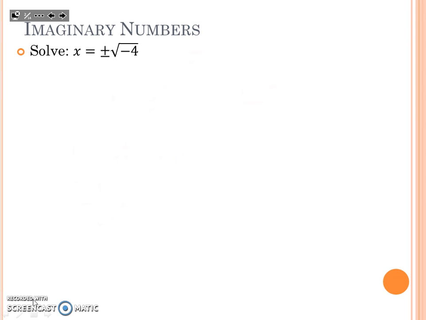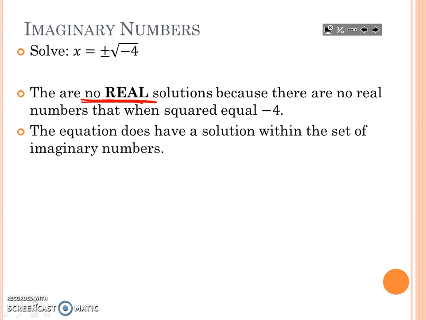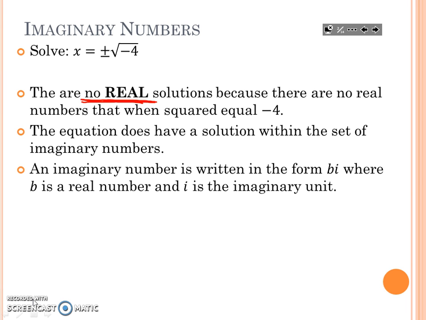So, starting out then. Okay, solve x equals plus or minus square root of negative 4. We've never been able to solve that before because there are no real solutions. I've told you guys that before, but I don't think we really understood what that meant. There are no real solutions. There are solutions, they're just not real numbers. So this equation does have a solution within the set of imaginary numbers. An imaginary number is written in the form of bi. b is just some real number, and then i is what tells us that it's an imaginary number.